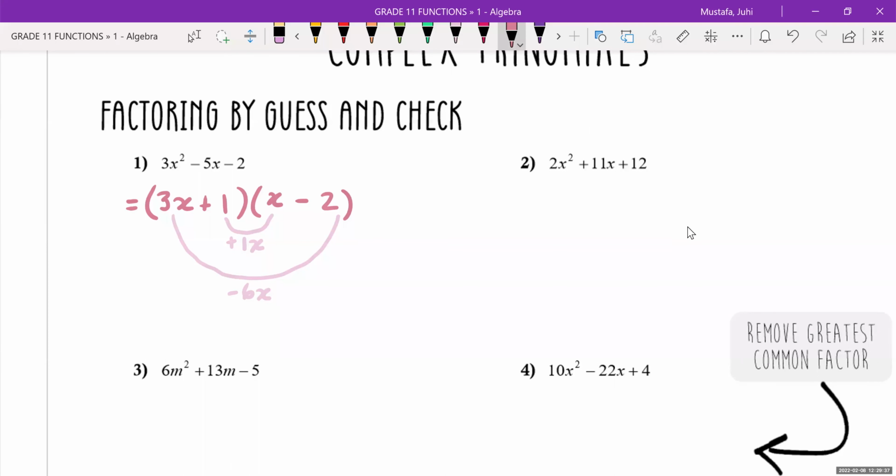Okay, and I feel like we've answered the question. However, just to make sure, you can go ahead and foil it or do it in your head. So I know 3x times x is 3x squared. Negative 6x plus 5x is negative 5x. Sorry, I said that wrong. Negative 6x plus 1x is negative 5x. And the last two numbers multiply to give you negative 2. So this is the correct answer, and you're done.